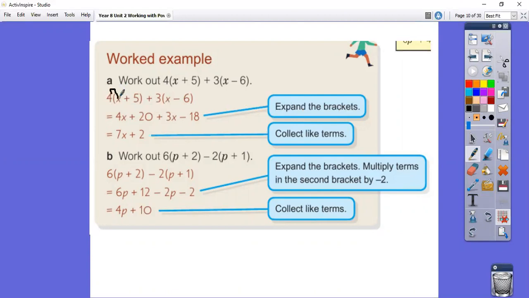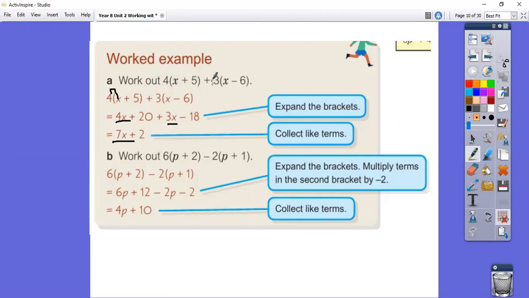So it says expand the brackets, so we're going to do 4 times x, which is 4x. 4 times a positive 5 is positive 20. Then on the right hand side, you've got 3 times x, which is 3x. 3 multiply a negative 6. Remember, positive times a negative is a negative, so that's going to be negative 18. Then collect, simplify, bring together the same creatures. So 4x plus the 3x is 7x. The positive 20 take away 18. Remember, this is a negative 18, gives you a positive 2.